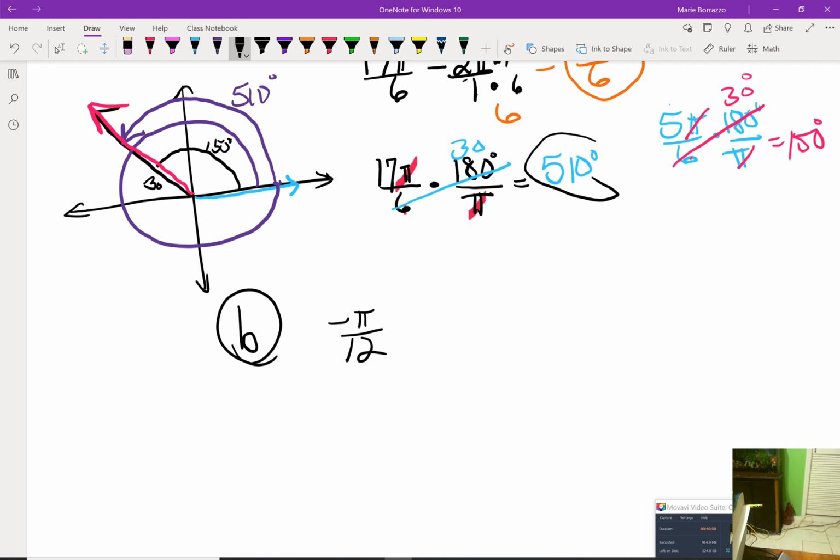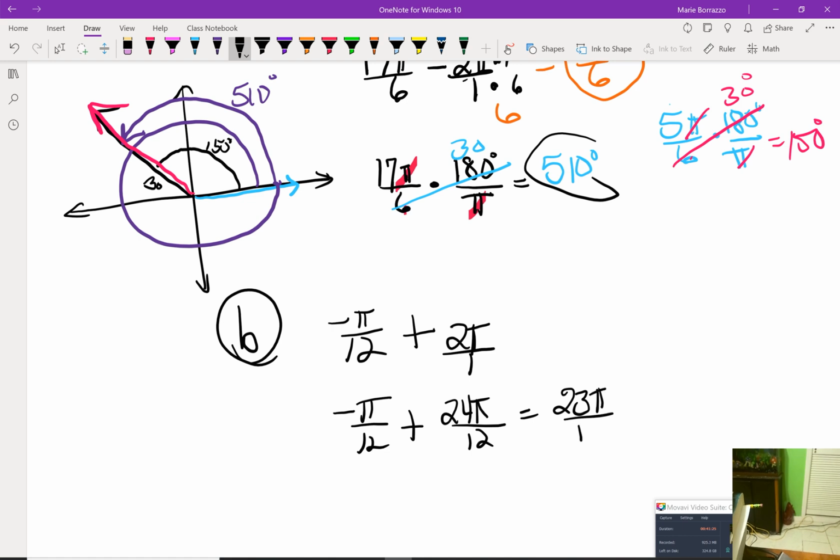And so in this first case, if I'm going negative, I'm going to actually add 2 pi to this. Remember, that's 2 pi over 1. So this is really negative pi over 12 plus 24 pi over 12, which is the equivalent of 23 pi over 12.